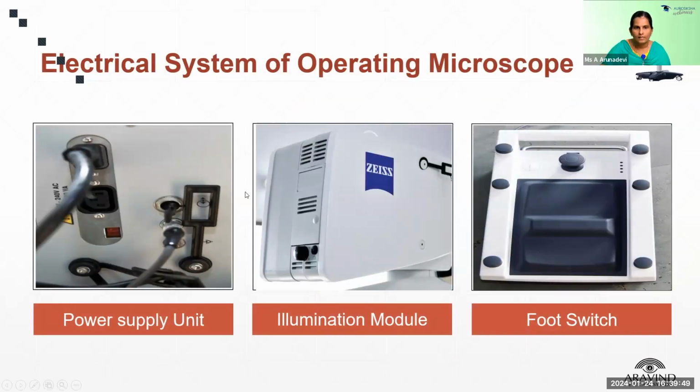These are the electrical systems of the operating microscope. Power supply unit: it gives power to several units like the illumination module, focus motor and XY motor. Illumination module: it has two lamps to produce the illumination. One is the main lamp, the other one is a backup lamp. It has a fan inside to dissipate the heat out through the vent. Foot pedal allows the surgeon to control several functions like focus, zoom and turning the light on and off.